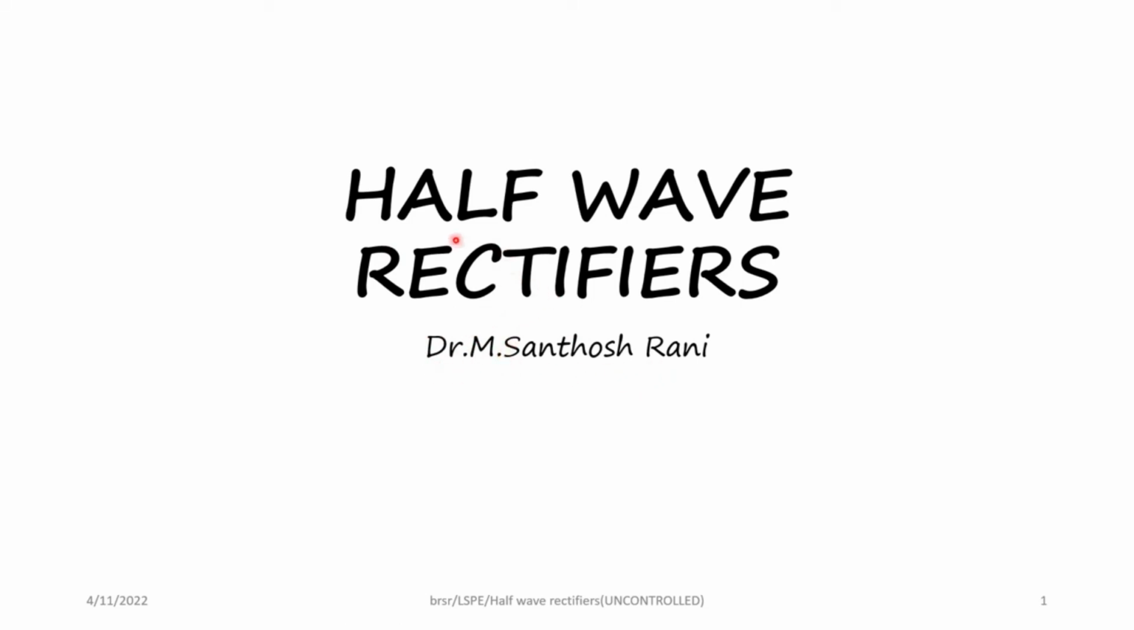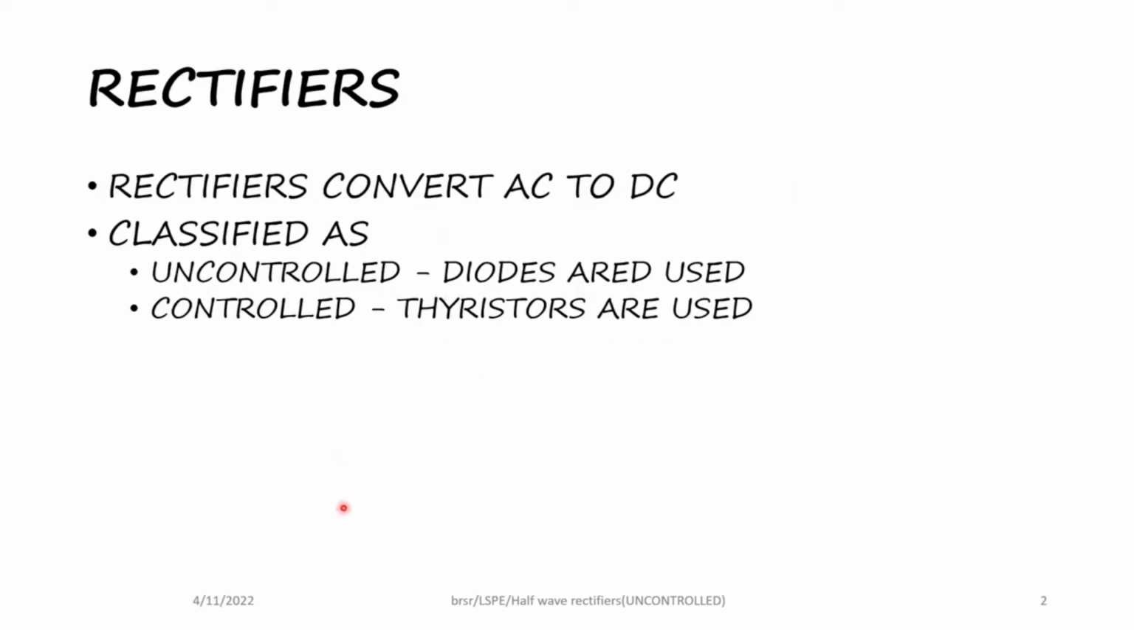In this lecture we will be seeing about half wave rectifiers. Rectifiers convert AC to DC, alternating current to direct current, more precisely a bidirectional current to a unidirectional current. There are two types of rectifiers. They are classified based on the device used. If diodes are used for rectification purpose, then it is called an uncontrolled rectifier. If thyristors are used for the purpose of rectification, then it is called a controlled rectifier. Let us see only the uncontrolled rectification aspect in this lecture.